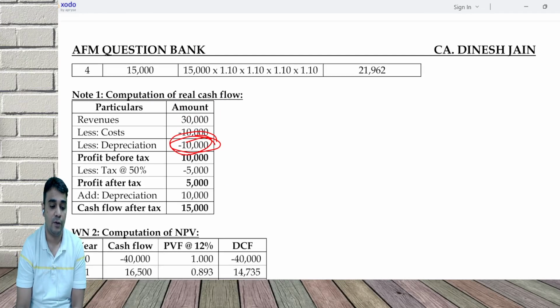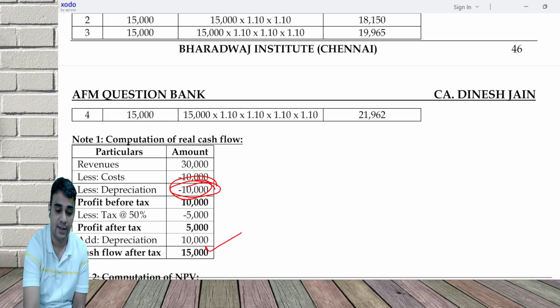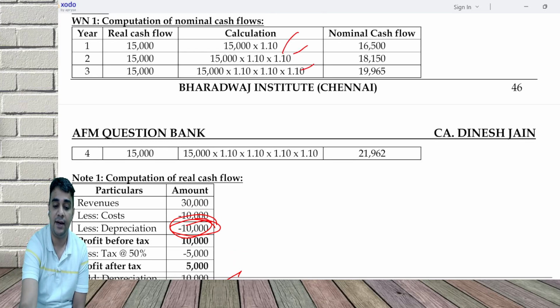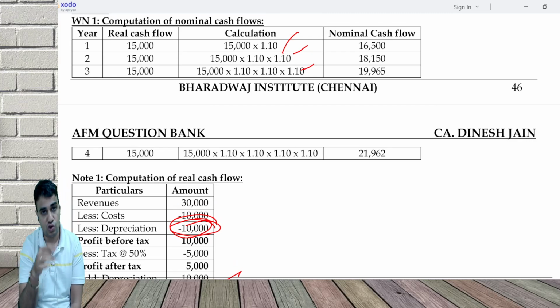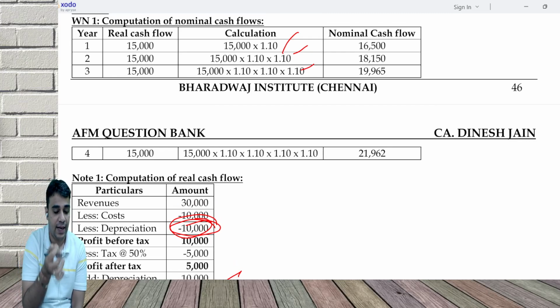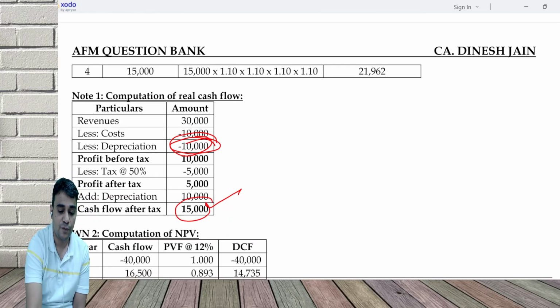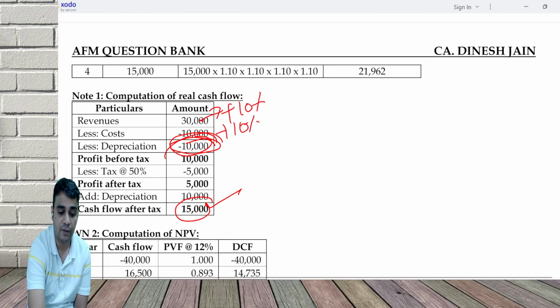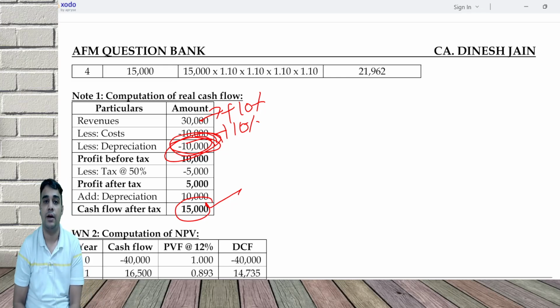If you see here, what ICI did is they have calculated this and then added 10, 10, 10, 10. This technically has an error. What is the error? This 15,000 for the first year is fine. When I do real, this will be increased by 10%. This will be increased by 10%. But why should I add 10% to depreciation?